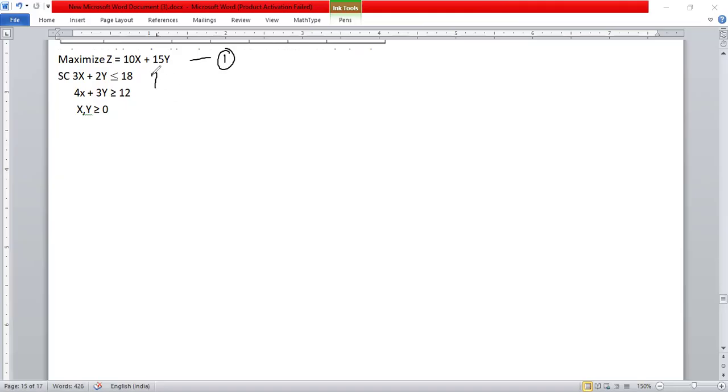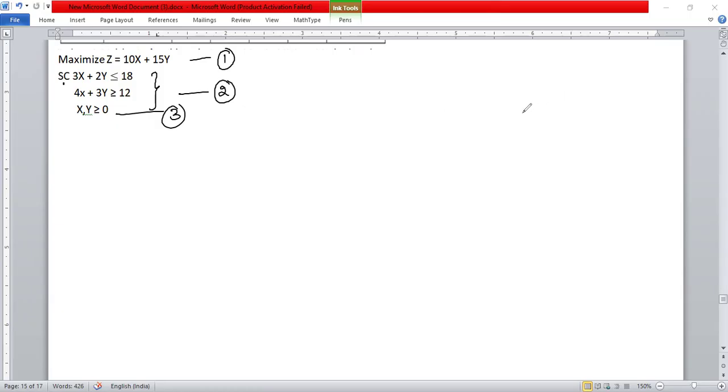Similarly, subject to constraints: 3x plus 2y less than or equal to 18, 4x plus 3y greater than or equal to 12. So that is equation number 2. And finally, equation number 3, x comma y greater than or equal to 0. So that is the non-negative restrictions.